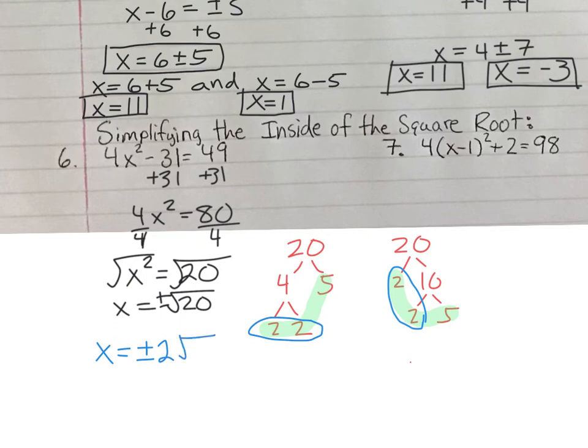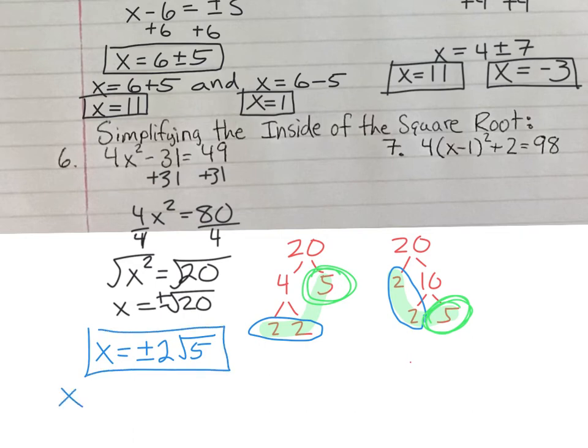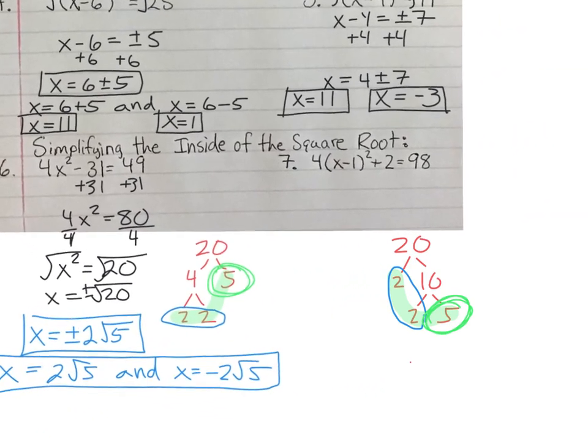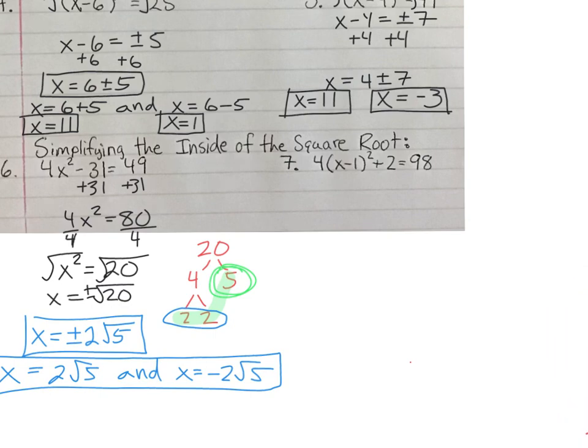Now, what's going to go back inside is my lone number, the number that does not have a pair, and it's going to be my 5. And so that right there is my answer. Now, please keep in mind, this represents x equals 2 square root of 5, and x equals negative 2 square root of 5. And there you go. Now, let's take a second and look at number 7. Let's get that out of the way.